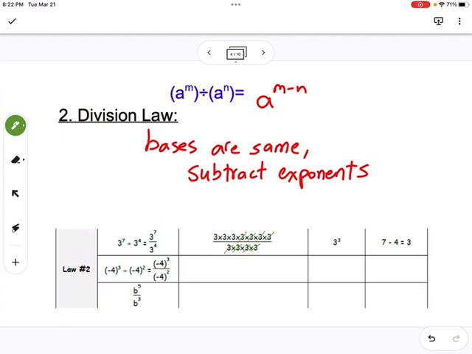So what we're left with is 3 times 3 times 3, which gives us 3 to the exponent 3. The other way of looking at that, we have the same bases, dividing. 7 minus 4 gives us that exponent of 3.